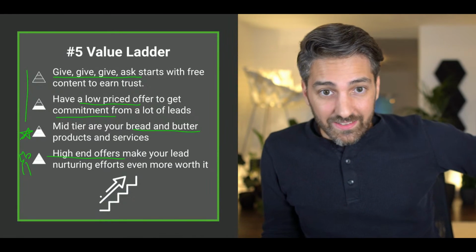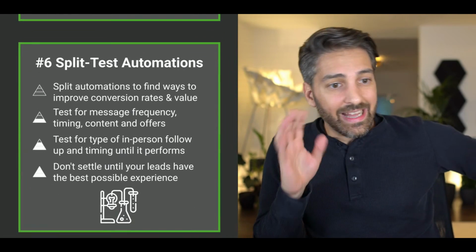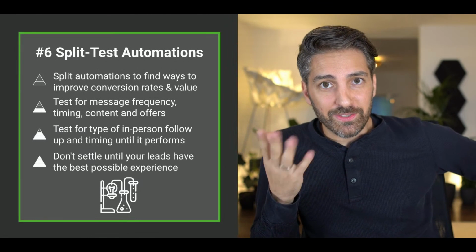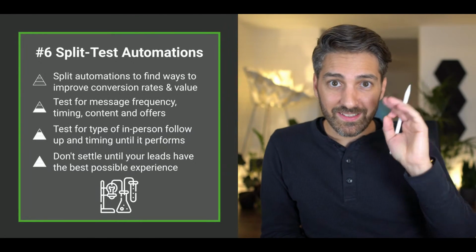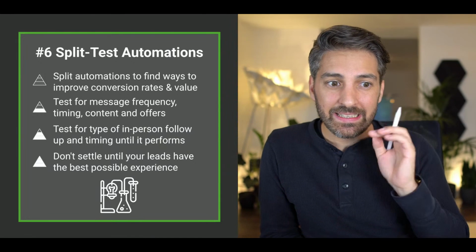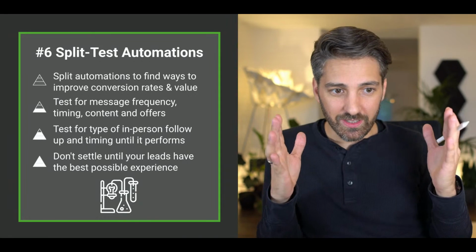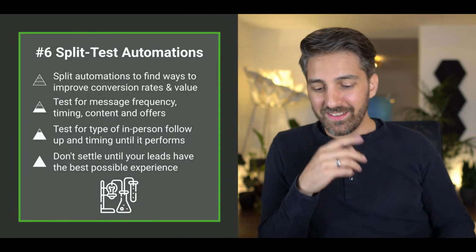All right, so that is our value ladder. Now, the last thing, and maybe you can already come up with a couple of questions for the Q&A. Now, tactic number 6 is split testing your automations. You guys know I'm a nerd. Yeah, I can't skip such a beautiful step.